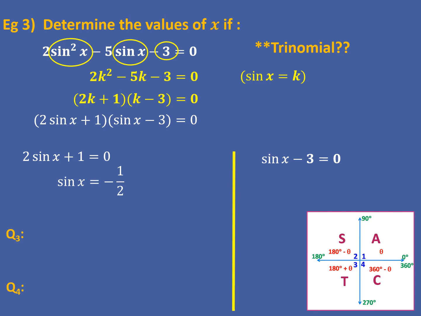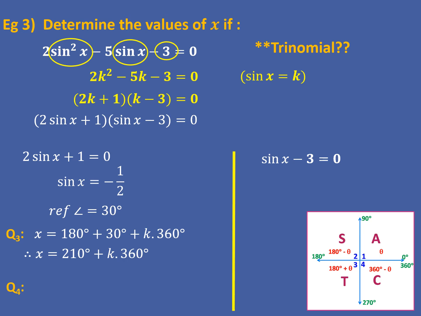To find our reference angle, we just go shift sine a half, and we get a reference angle of 30 degrees. The rule in quadrant 3 is 180 plus the angle, so 180 degrees plus 30 plus k times 360, which we can simplify to 210 plus k times 360. And the rule in quadrant 4 is 360 minus the angle. So x will be 360 degrees minus 30 degrees plus k times 360. So I end up with 330 degrees plus k times 360. And remember, once per sum, you need to tell us that k is an element of all integers.